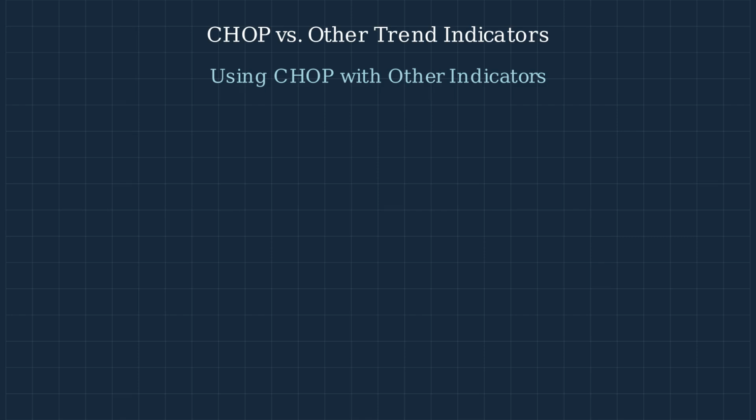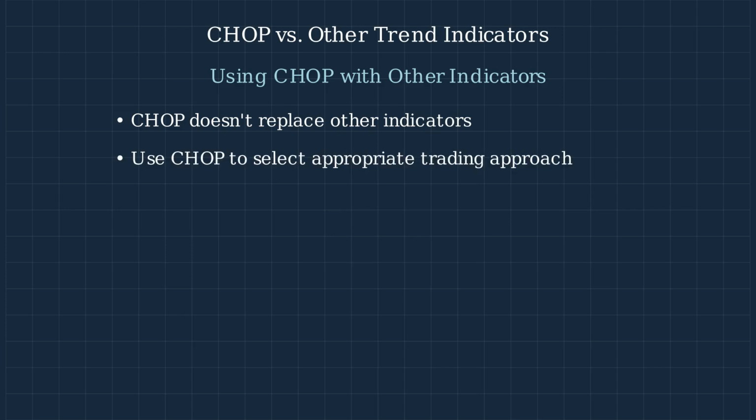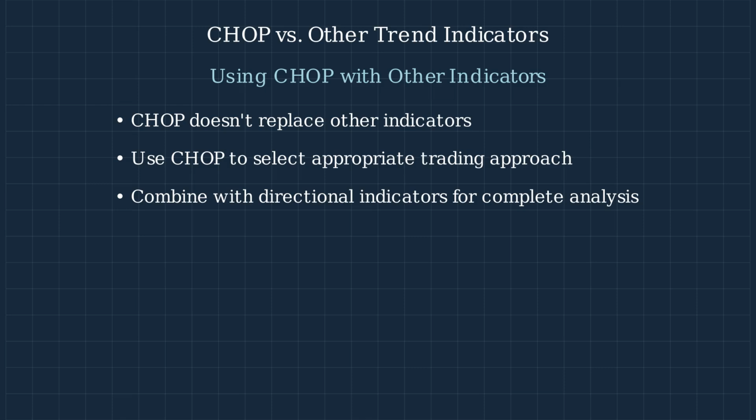The true value of the Choppiness Index comes from using it alongside other technical indicators. CHOP doesn't replace other indicators. Use CHOP to select the appropriate trading approach. Combine it with directional indicators for complete analysis. CHOP answers when to use other indicators.